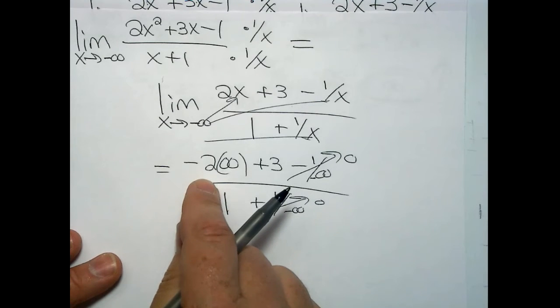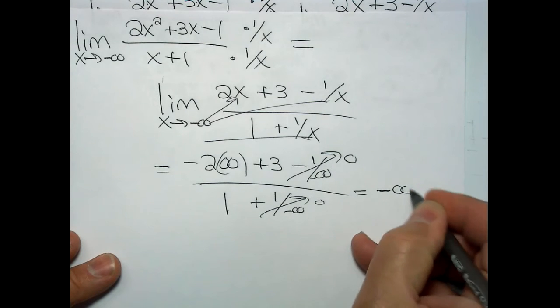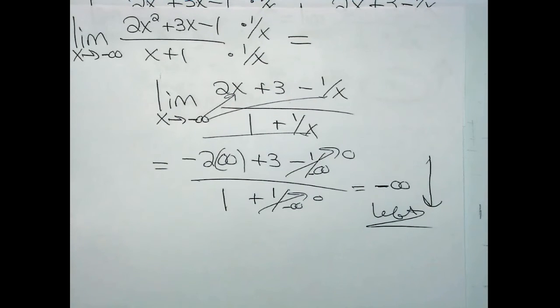Well, what do we got here? Negative 2 infinities is really the same as negative infinity. So we're going down on the other side. That's the left side behavior. So no asymptotes for this problem.